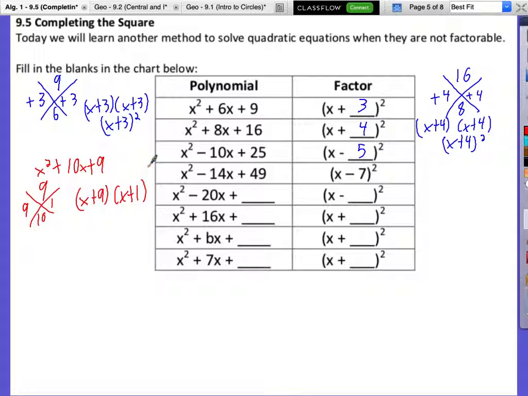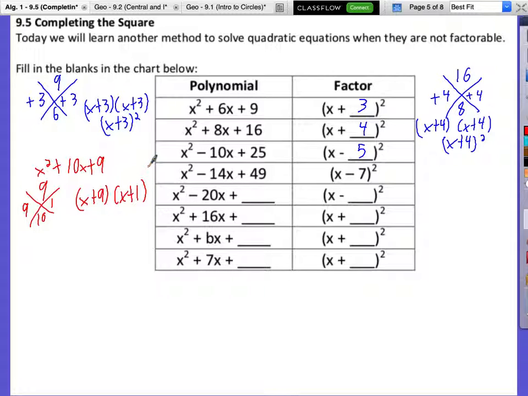So just divide the second number by 2. Okay, so we can divide the second number by 2 or square root the last one. So here, notice how this one ends up being x minus 7 squared. What's negative 14 divided by 2? What's 49? What's the square root of that? 7. So to know whether it's positive or negative, we look at this one.